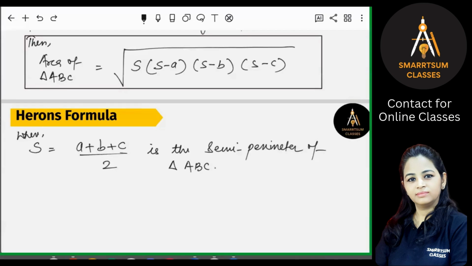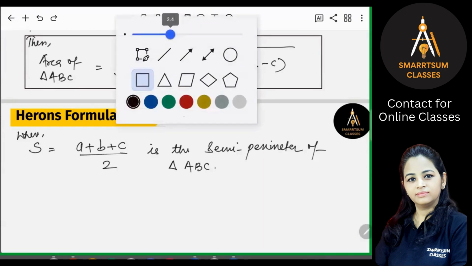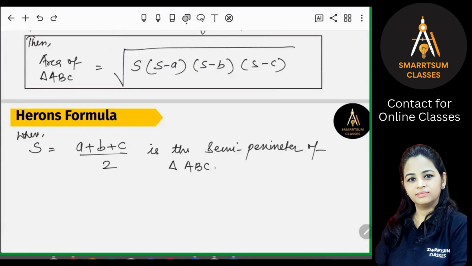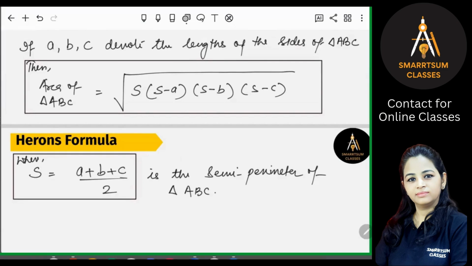And the triangle is not a right angle triangle, it is not an isosceles triangle, it is a scalene triangle. In that case, we can find out its area by using Heron's formula, where area is given as square root of S into S minus A into S minus B into S minus C, where S is half of its perimeter. Is that clear?